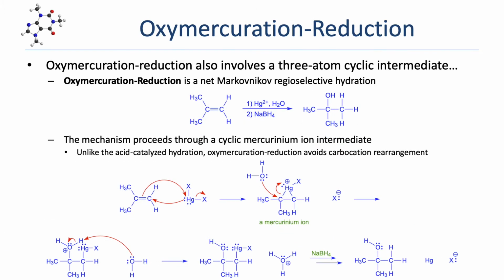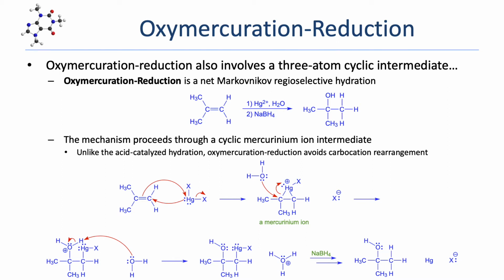Another reaction that involves the formation of a three-atom cyclic intermediate is the oxymercuration reduction. If you look at this reaction, you can see that the reagents are separated into two distinct sets. Numbers are placed in front of reagents to establish an order of addition. So here, the alkene is first treated with a mixture of a mercury 2 plus salt and water. Once that part of the reaction has completed, a reducing agent such as sodium borohydride is then introduced.